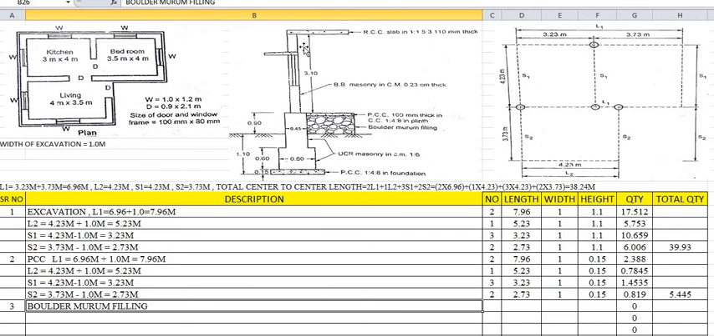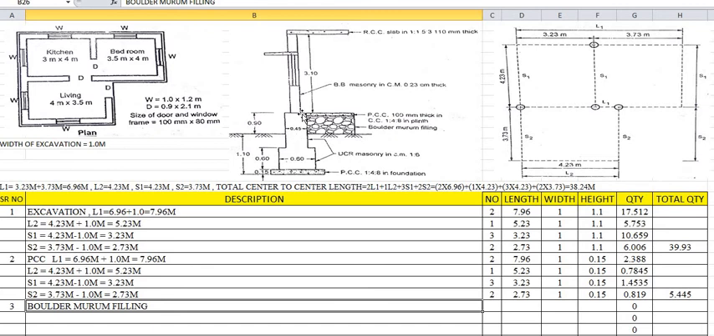Next, this 3 by 4 has been taken along this wall thickness. This wall thickness is brick masonry, which was wrongly given as 0.23 centimeters. Actually it is 0.23 meters. So 0.23 meters is the width of this brick masonry, and 0.45 is the width of the last step, the UCR.